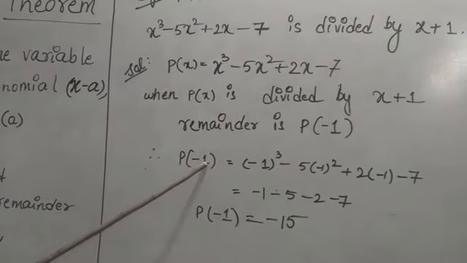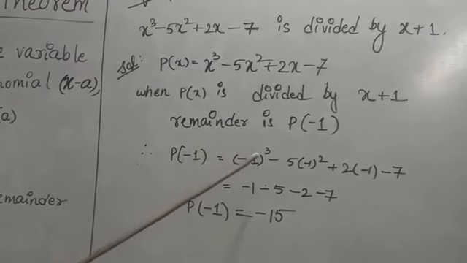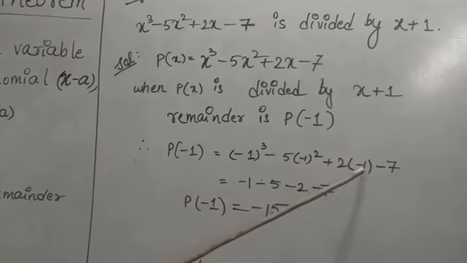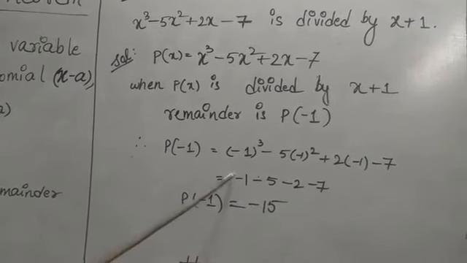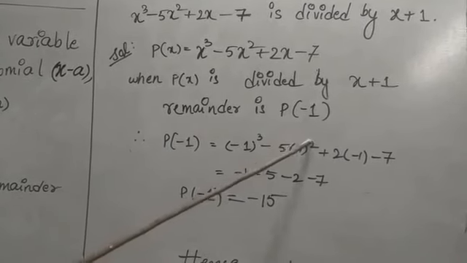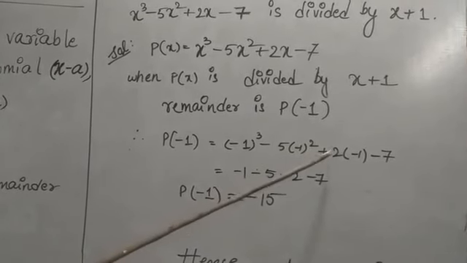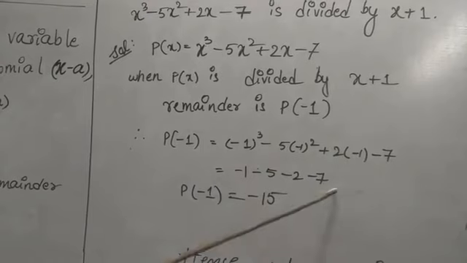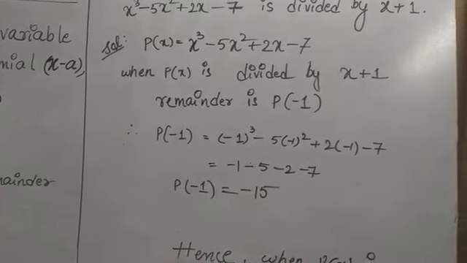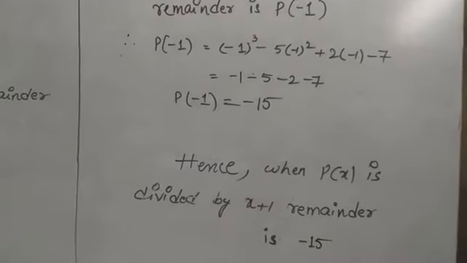Therefore, p of minus 1 equal to, substitute minus 1 in place of x. So, minus 1 whole cube minus 5 of minus 1 whole square plus 2 of minus 1 minus 7. That equals minus 1 whole cube, which is nothing but minus 1. Minus 1 whole square is plus 1. Plus 1 into minus 5, plus 2 into minus 1, minus 2, minus 7. That is nothing but minus 15. Hence, when p of x is divided by x plus 1, the remainder is minus 15.